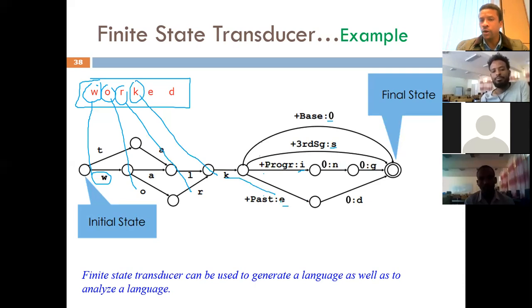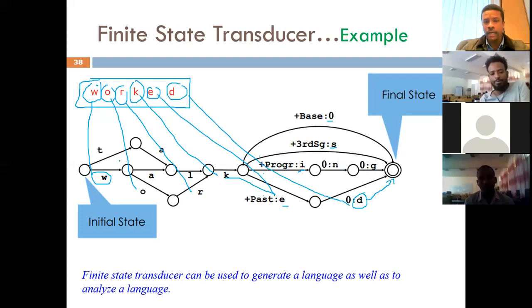Then after E, what do you have? After E, we have D. So as it shows you in here, after E, I have D. Then after D, what do you have? It goes to the final state. And it shows you that the word W-O-R-K-E-D is in a past tense form.